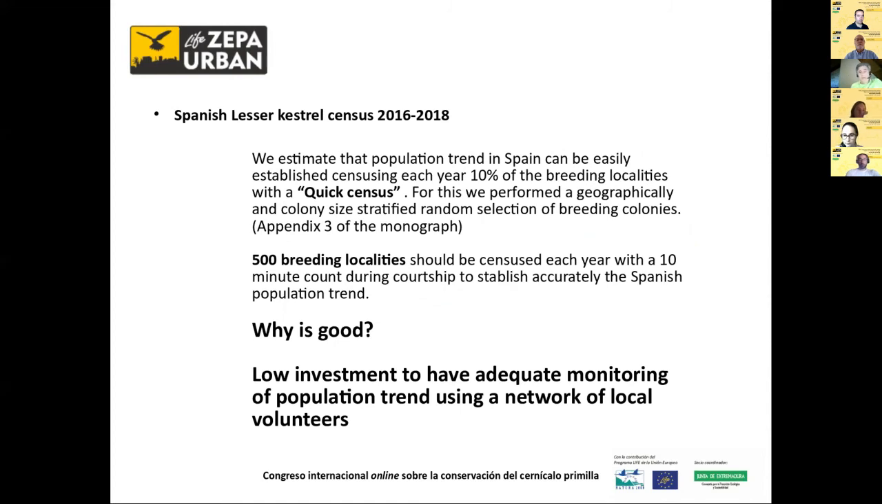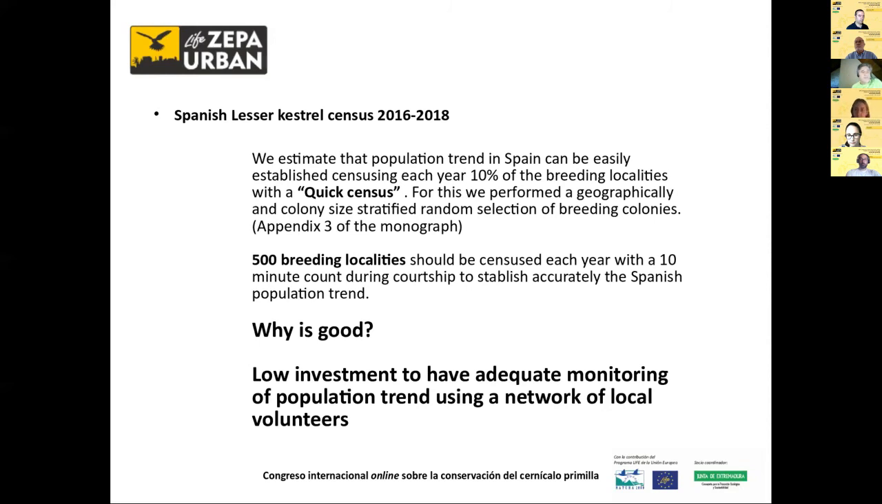So what can we say about estimating population trends? What we find in this census is that it's relatively easy to estimate population trend just using the strategy of quick census. And it's also not really necessary to census the complete population every year. What is really important is to have a really good estimate with a monitored effort.